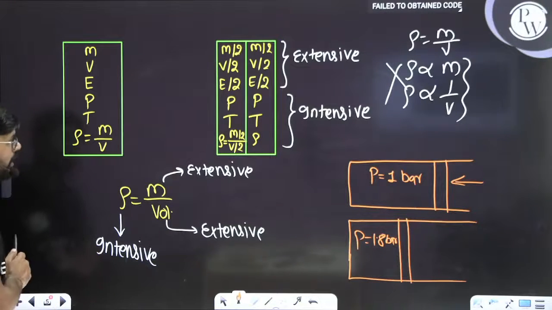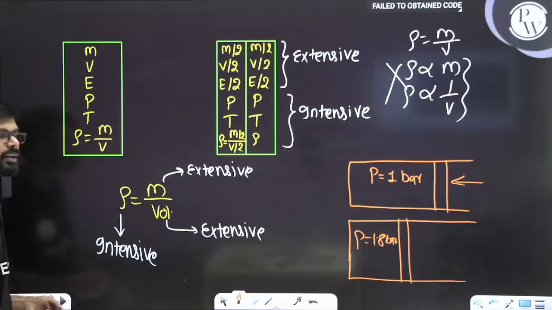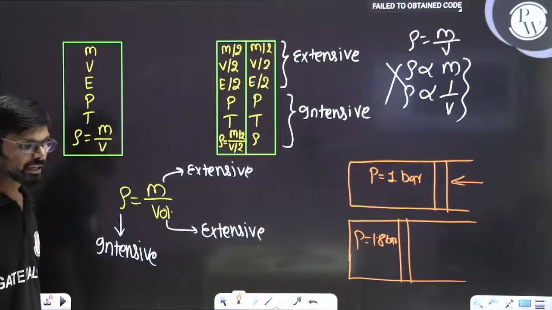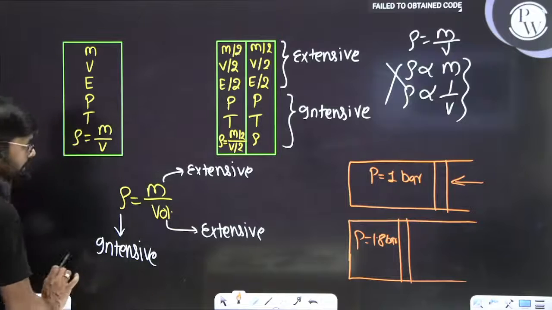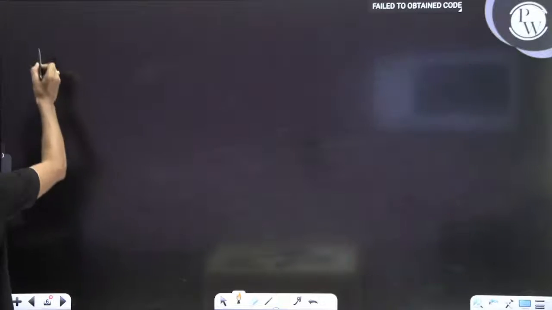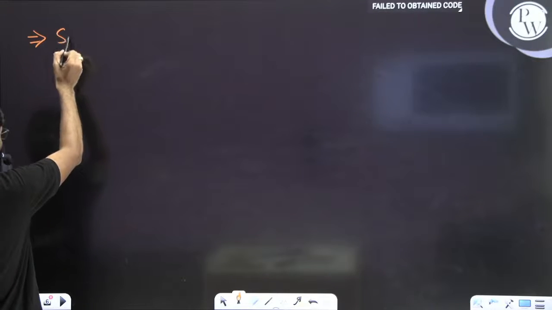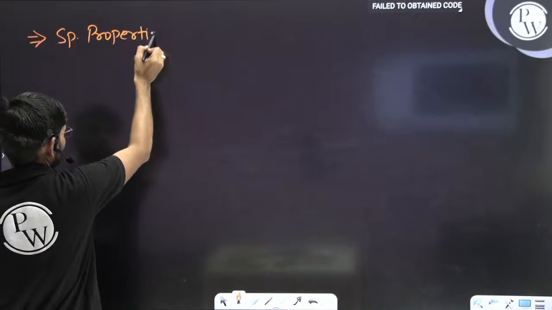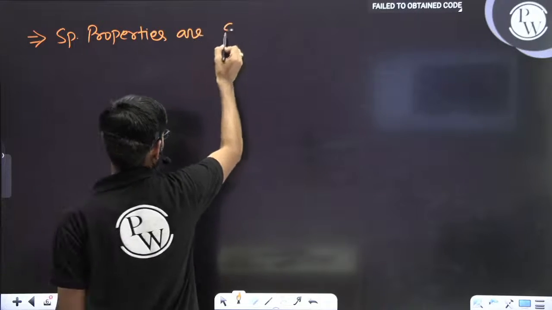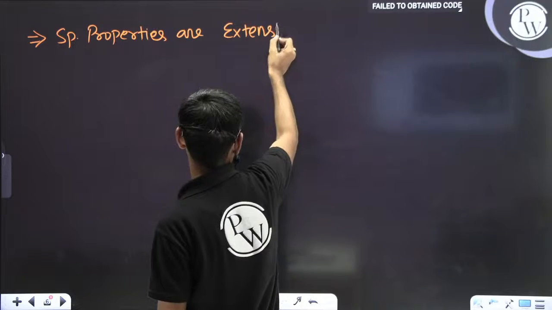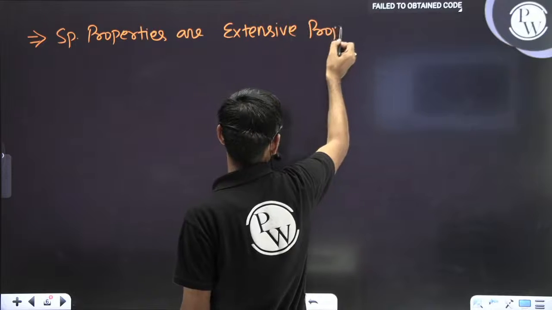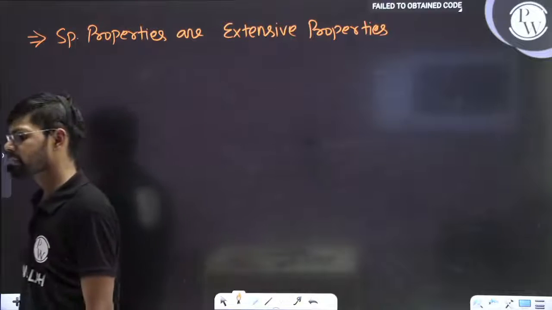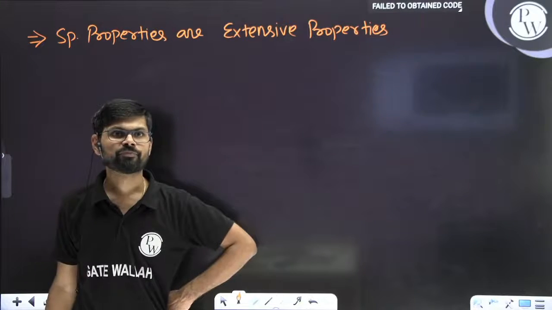Okay. Now, here 2 points are clear, Rahul, that the ratio of two extensive properties is always intensive. Okay, so this point is clear. Now the next point I want to tell here is about specific properties. Specific properties are extensive properties, right?